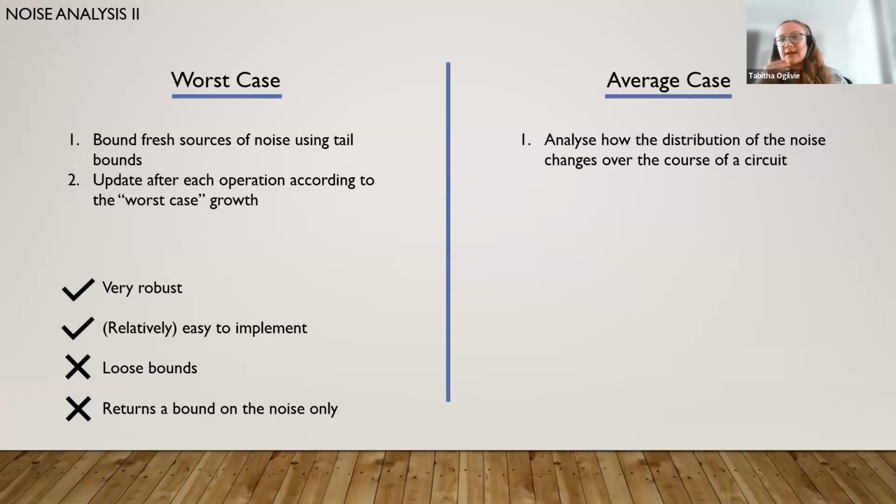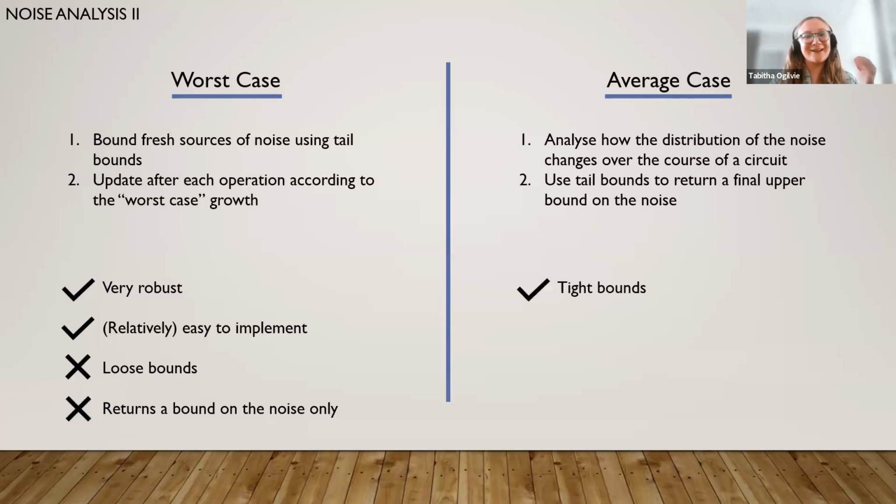Whereas in an average case analysis, the goal is to analyze how the distribution of the noise changes over the course of a circuit. And how we would conclude is, okay, we get the distribution right at the end of the circuit, and then we use a tail bound to return a final upper bound on the noise. This is the goal.